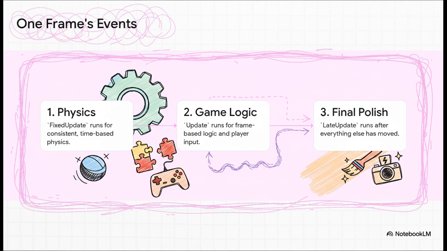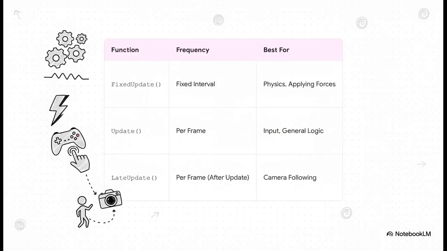This order is your best friend. It's consistent and totally predictable. The trick, of course, is knowing which one to use and when. FixedUpdate runs on a fixed timer, completely separate from your frame rate. That makes it absolutely essential for smooth, reliable physics. Update, on the other hand, runs exactly once per frame, so it's perfect for things that need to be super responsive, like checking if the player pressed a button.